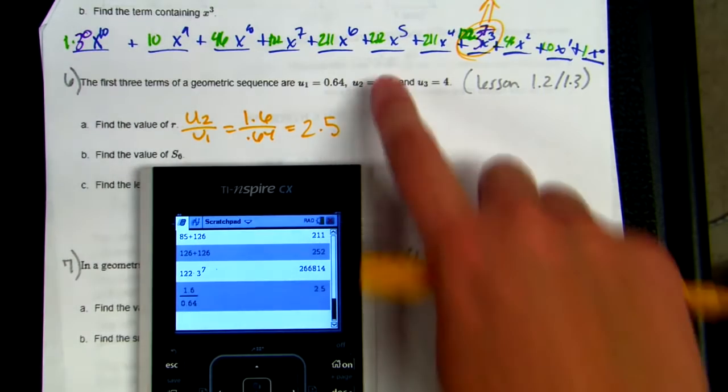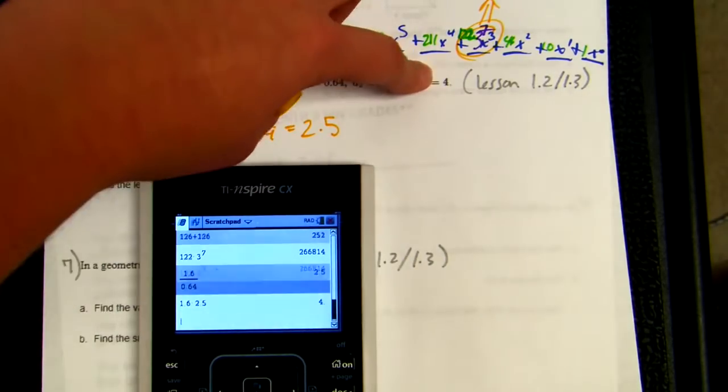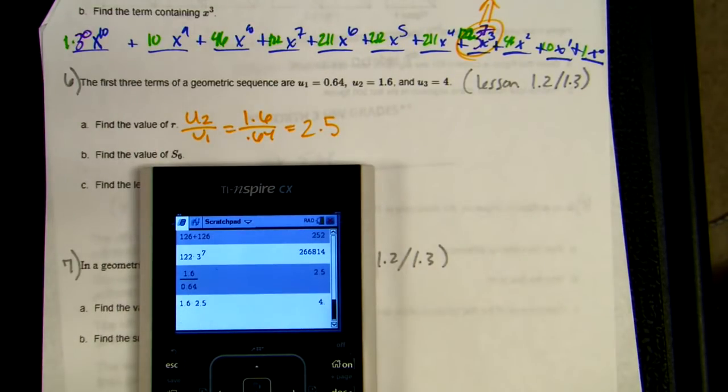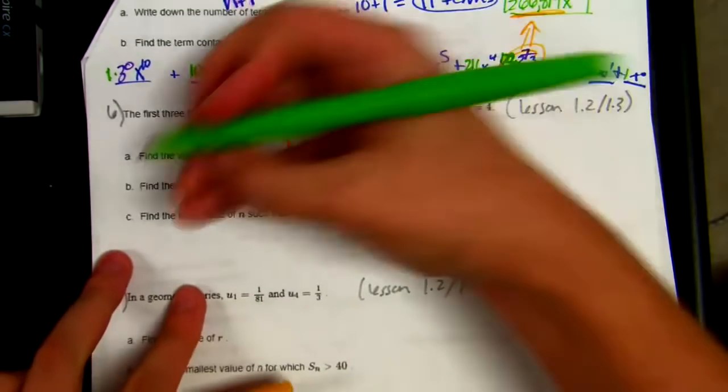So I'm going to try 1.6, which is our second term, times the common ratio and see if I get our third term of 4. And I did, so I'm feeling pretty good that my answer is correct. This next one says find the value of S6, which is the sum of the first 6 numbers. Just as a reminder, we haven't used this one yet. This is our first geometric sequence.